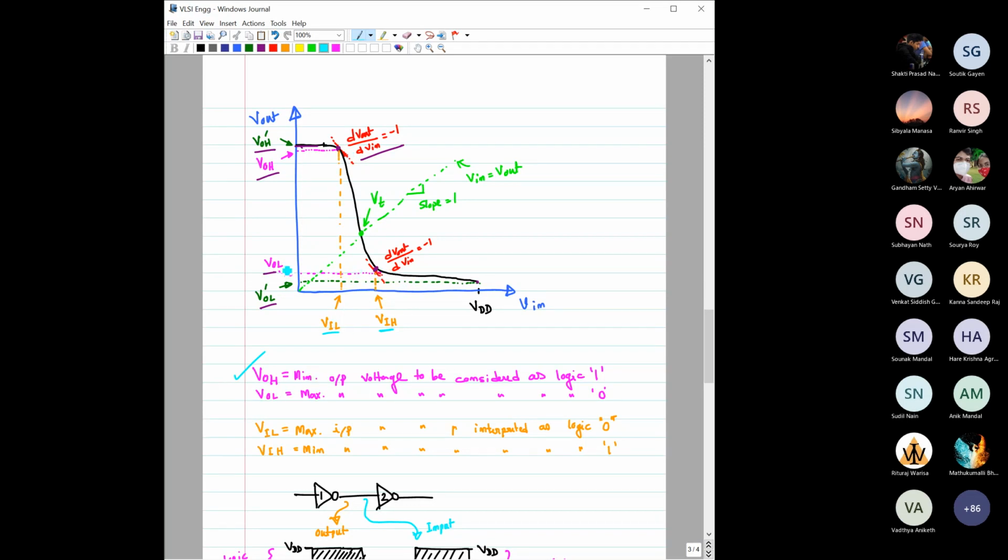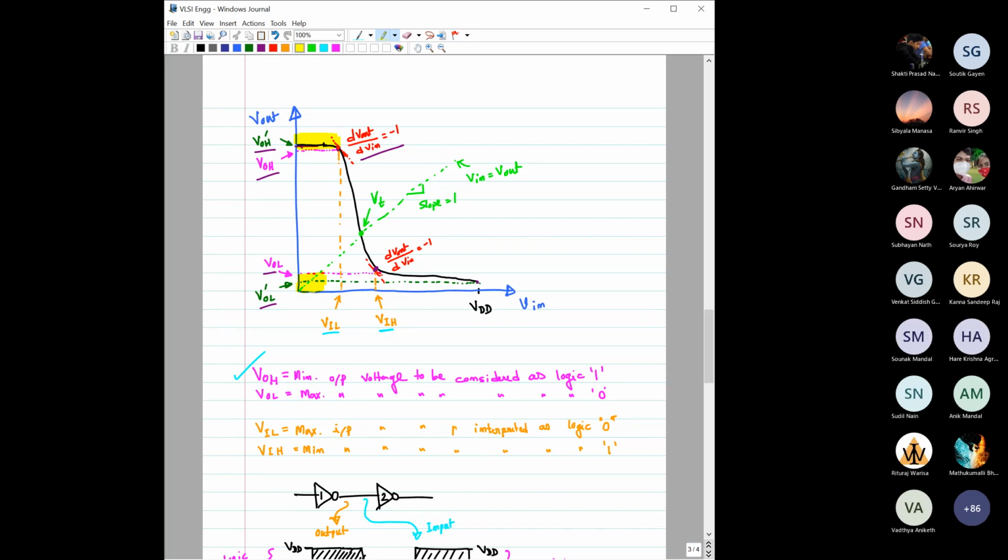So what is VOH? As you can see from here, when we are discussing this VTC, anything above this VOH, we will consider to be logic 1 in the output. What is VOL? VOL is the maximum voltage level on the output side. That means below VOL, any voltage on the output side would be considered as logic 0.